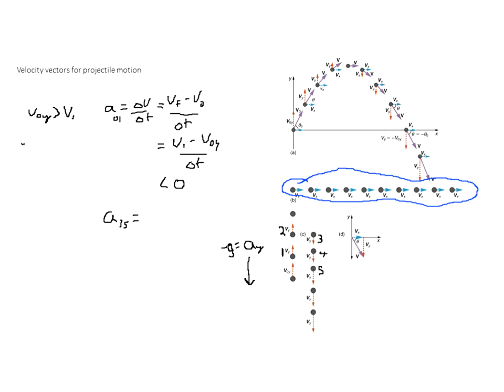So that's going to be V5 minus V3 over delta T. So V5 is a big negative number. V3 is a little negative number. So because of that, we're going to have a big negative number minus a smaller negative number that's going to still be a net negative. So on the way down, the acceleration is less than 0.